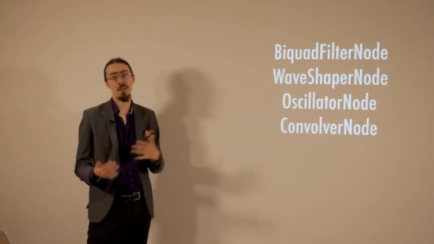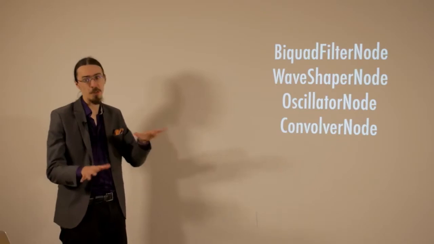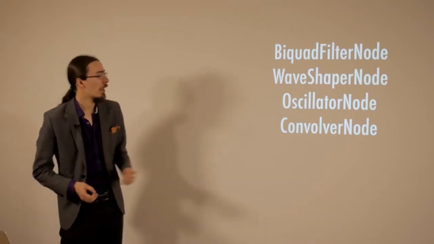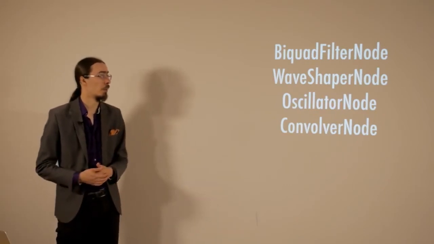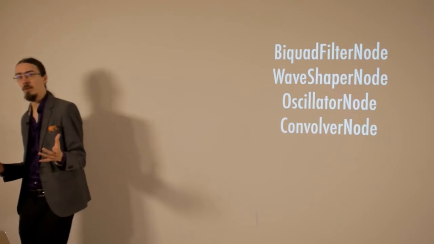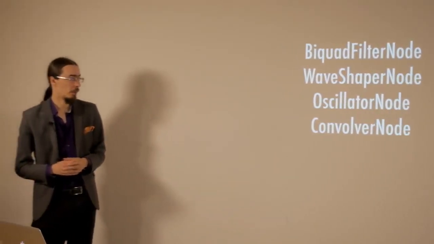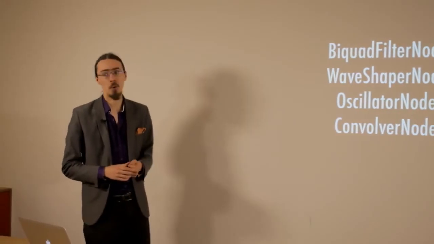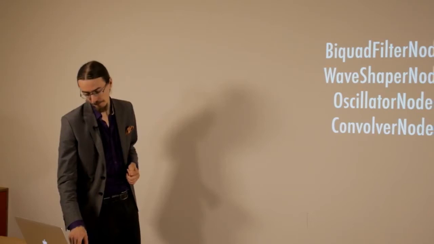The wave shaper is basically your distortion. So if you want to distort audio, you can shape these waves to a different shape, basically. The oscillator is a tone generator. We're going to design one ourselves. And the convolver is an effect that you use if you want to do like reverberation, these kinds of effects. The convolver node is also quite new. It's not really stable yet, so we can't really use it yet.